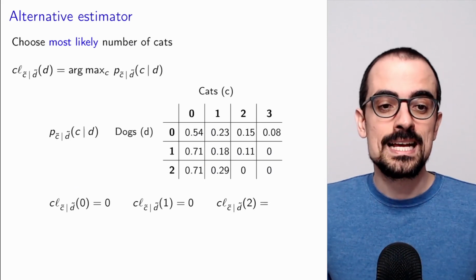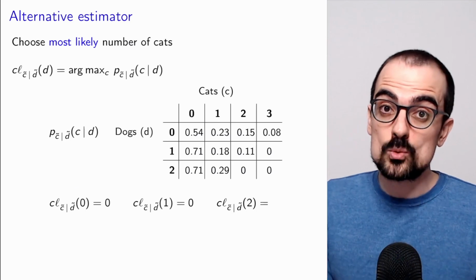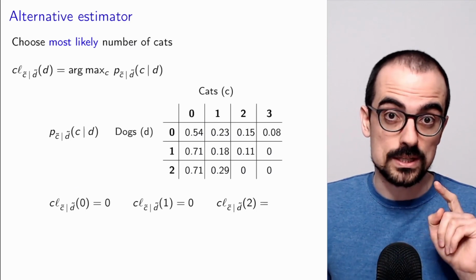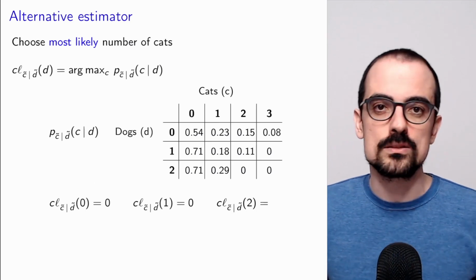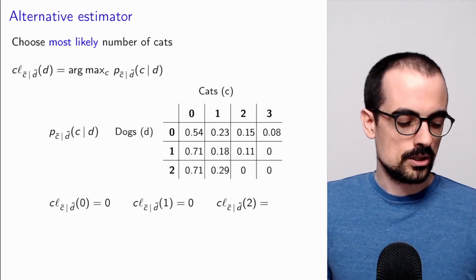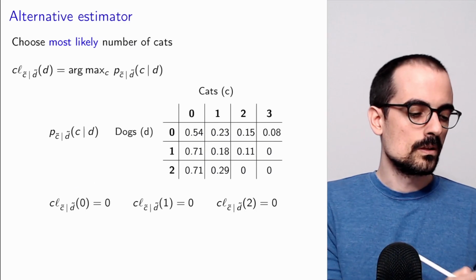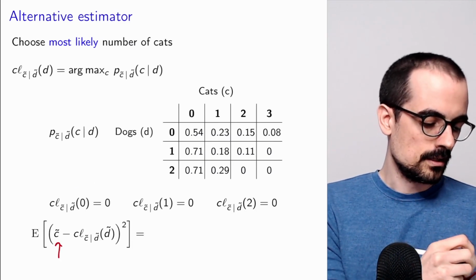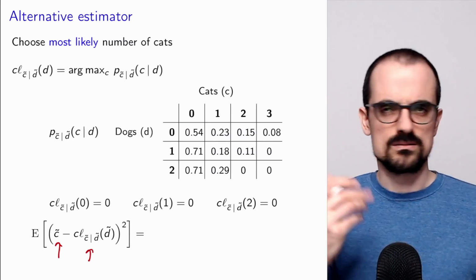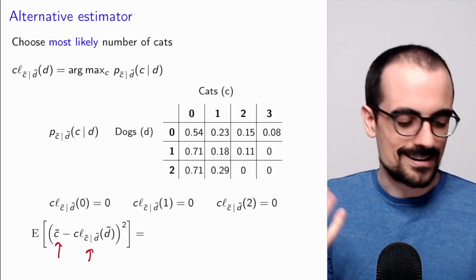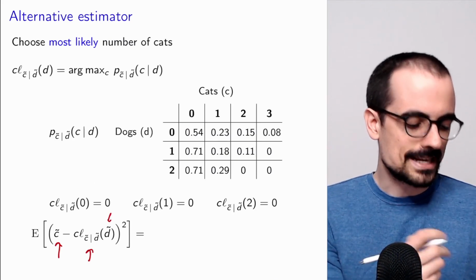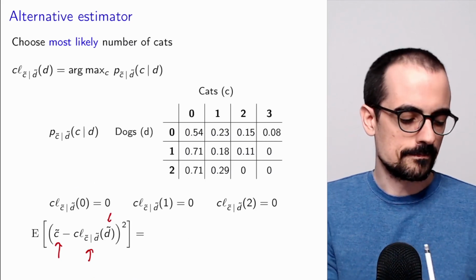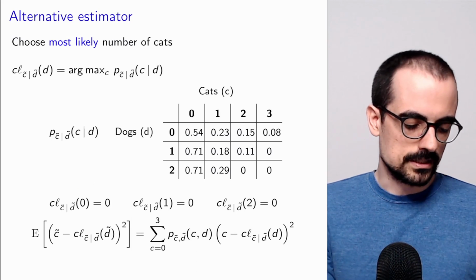So this classification approach essentially always says that people don't have cats, because that's the most likely conditioned on any number of dogs. Now let's take a look at the mean squared error of that alternative estimator, which is not optimized for mean squared error. It's not optimized for regression. It's optimized for classification. So what do we do? We look at the actual number of cats and we subtract our estimator based on the number of dogs. And again, we weight it by the probabilities because we want the mean squared error.